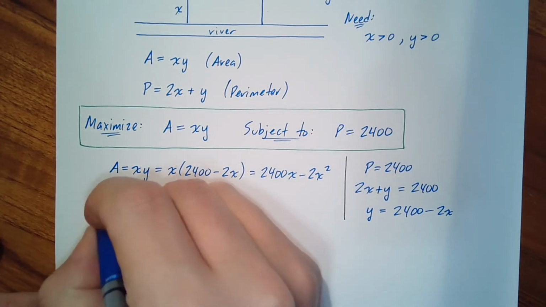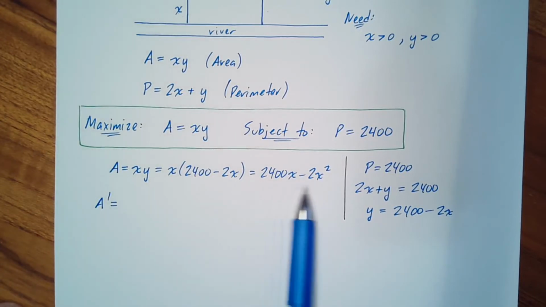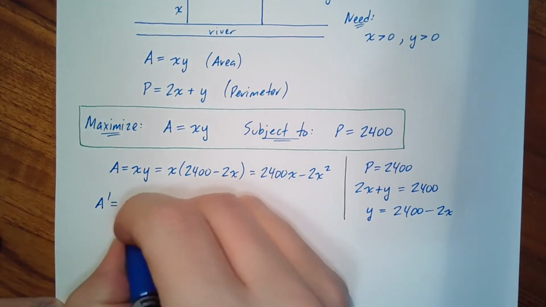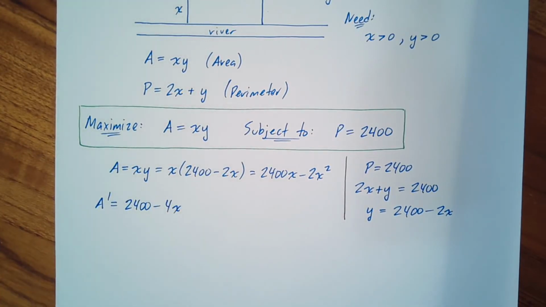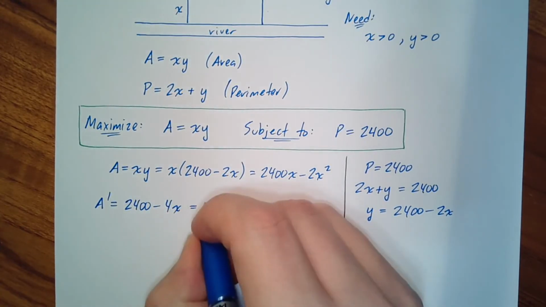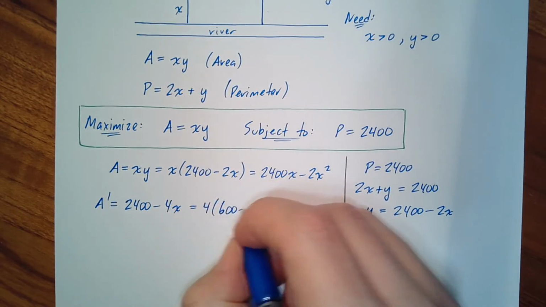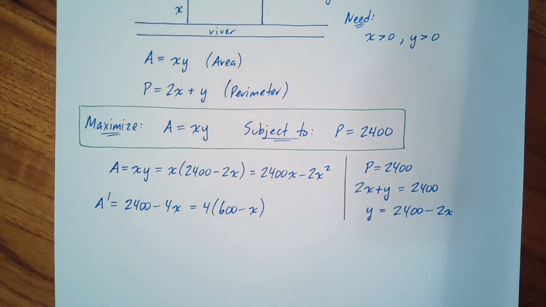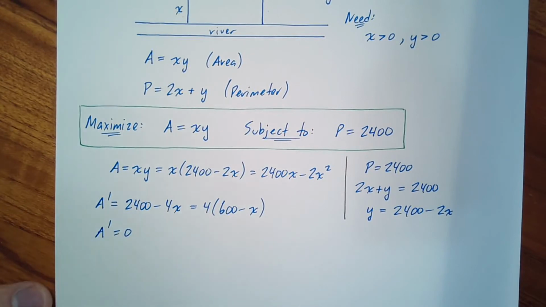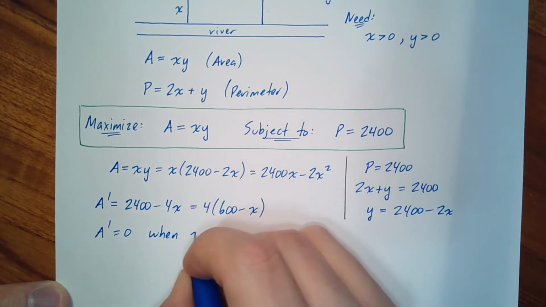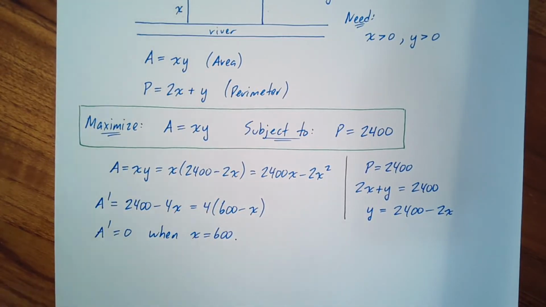Right, so let's take A prime, differentiate this polynomial, and you're going to get 2400 minus 4x. And actually, you can factor out a 4 and write this as 4 times 600 minus x. And that's going to give us our critical number right away, because A prime is equal to 0 exactly when x is equal to 600, because that'll make this factor equal to 0. Okay, so that is our critical number.